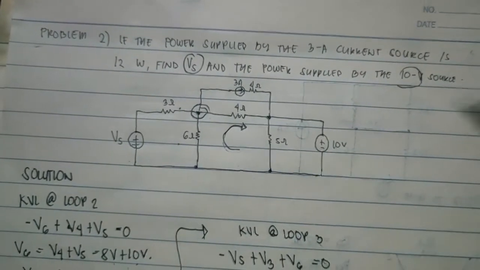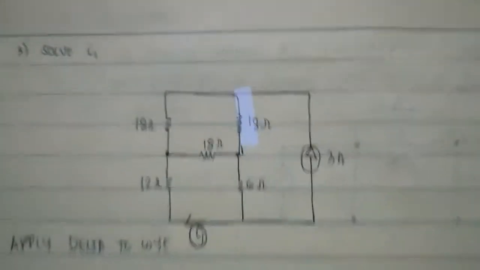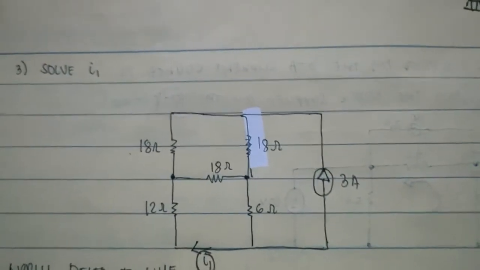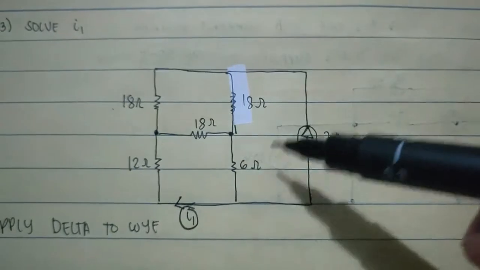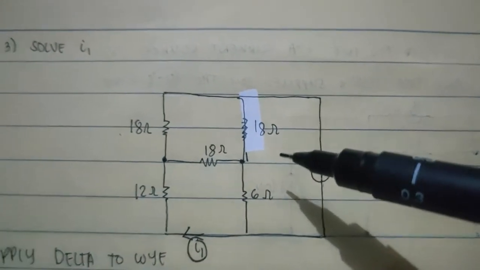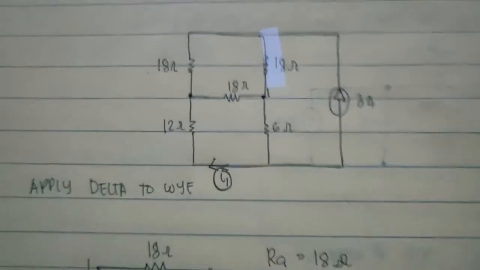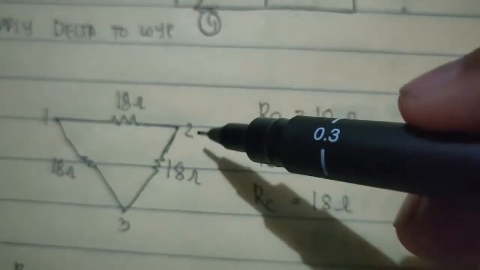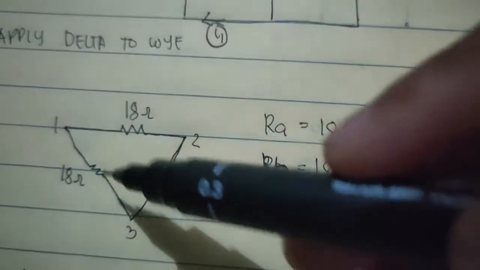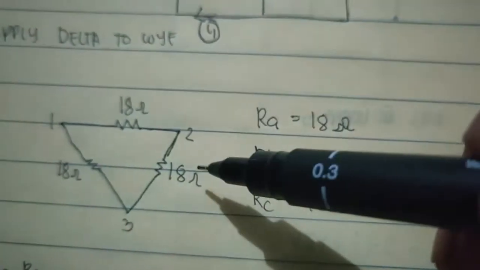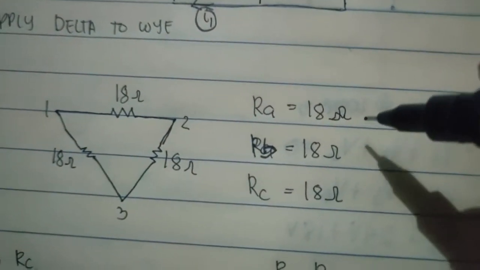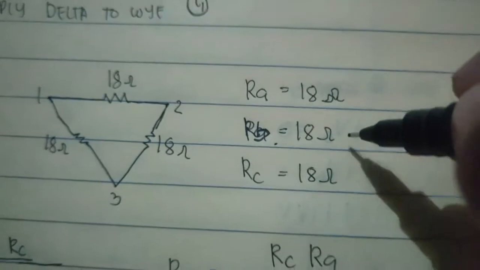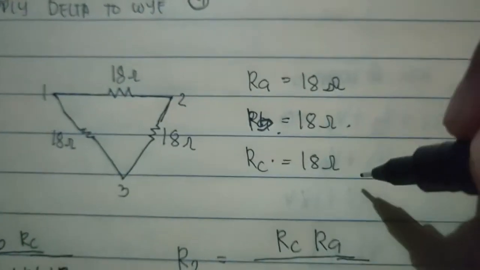30 watts, and the Vs is 42 volts. So for problem number 3, we are looking for I1. So this is our circuit. For us to solve the I1, we will apply delta to Y. So we will draw the circuit. So this is our R1, and this is R2 and R3, RA, RB, and RC. So our RA is 18 ohms, our RB is 18 ohms, and our RC is 18 ohms.